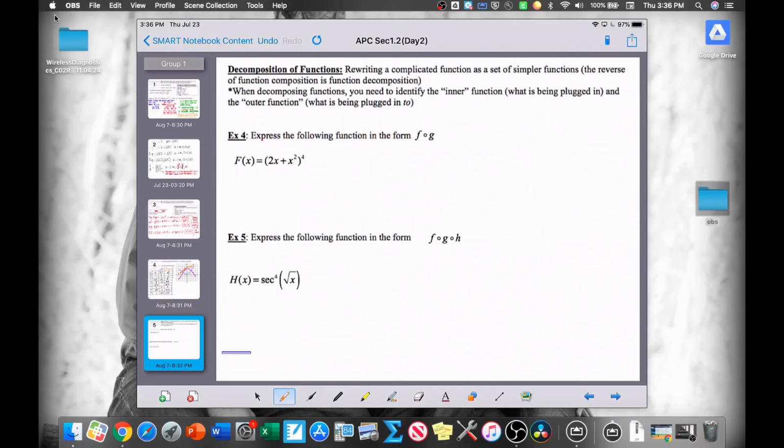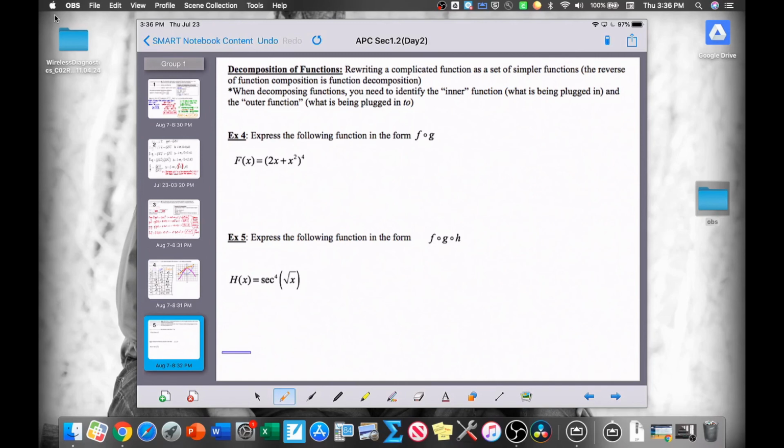The last part of our notes today talks about decomposing functions. Decomposing functions basically means that you are rewriting a more complicated function, or a function with multiple processes within it, as a set of simpler functions. So this is basically the undoing of a composition. It's like trying to pull the pieces back apart. What did you plug in and what did you plug it into?